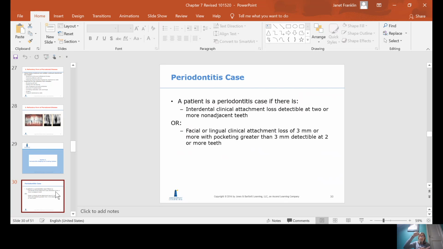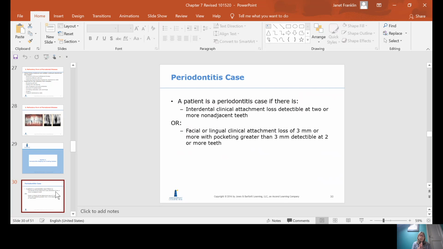mesiobuccal, and then we go on the direct buccal, and then we go on the distal buccal. And then we go around and we go distal lingual, direct lingual, mesiolingual. So we take our 6 probing readings. The mesials and distals are the interdental clinical attachment loss that we want to pay attention to. The others are considered to be recession.